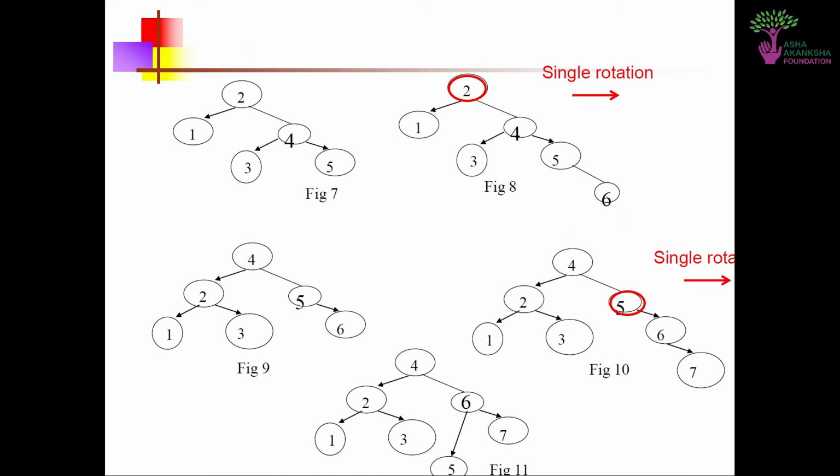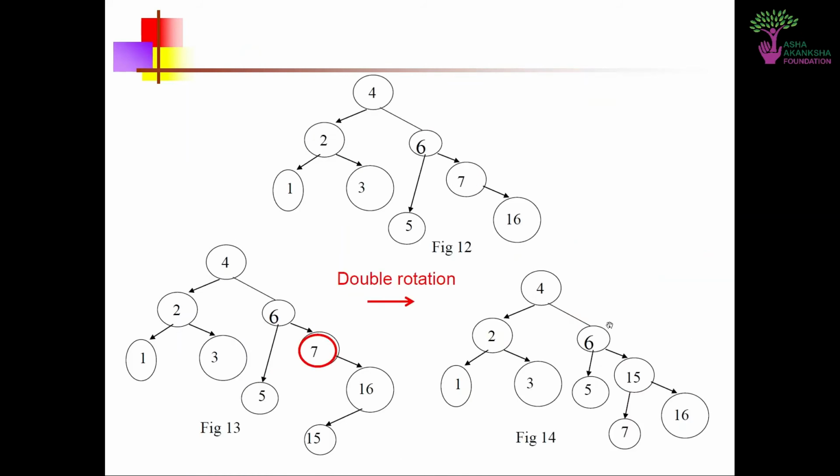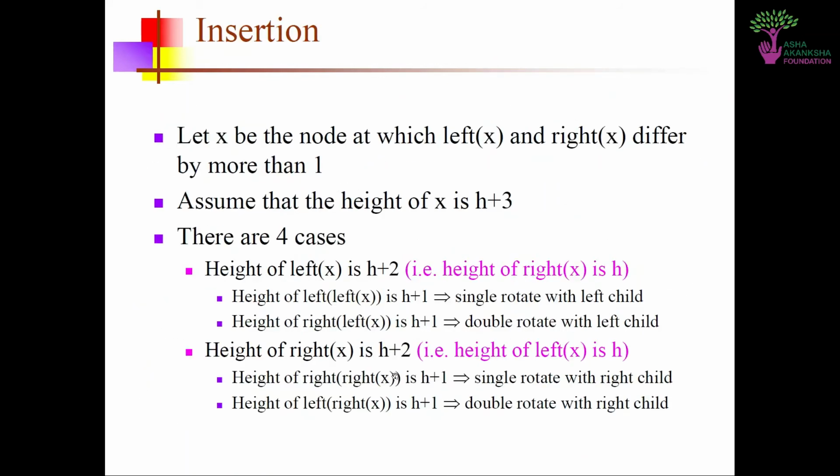After 7, we are adding 16, 15, 14. So let's say we are adding 16. 16 would be to the right of 7. In this case, there is no problem. Then we have to add 15. So 15 is to the left of 16. So this is the case where the height of left is greater than the height of right of the right child. This is the case where the height of left and of right is h plus 1.